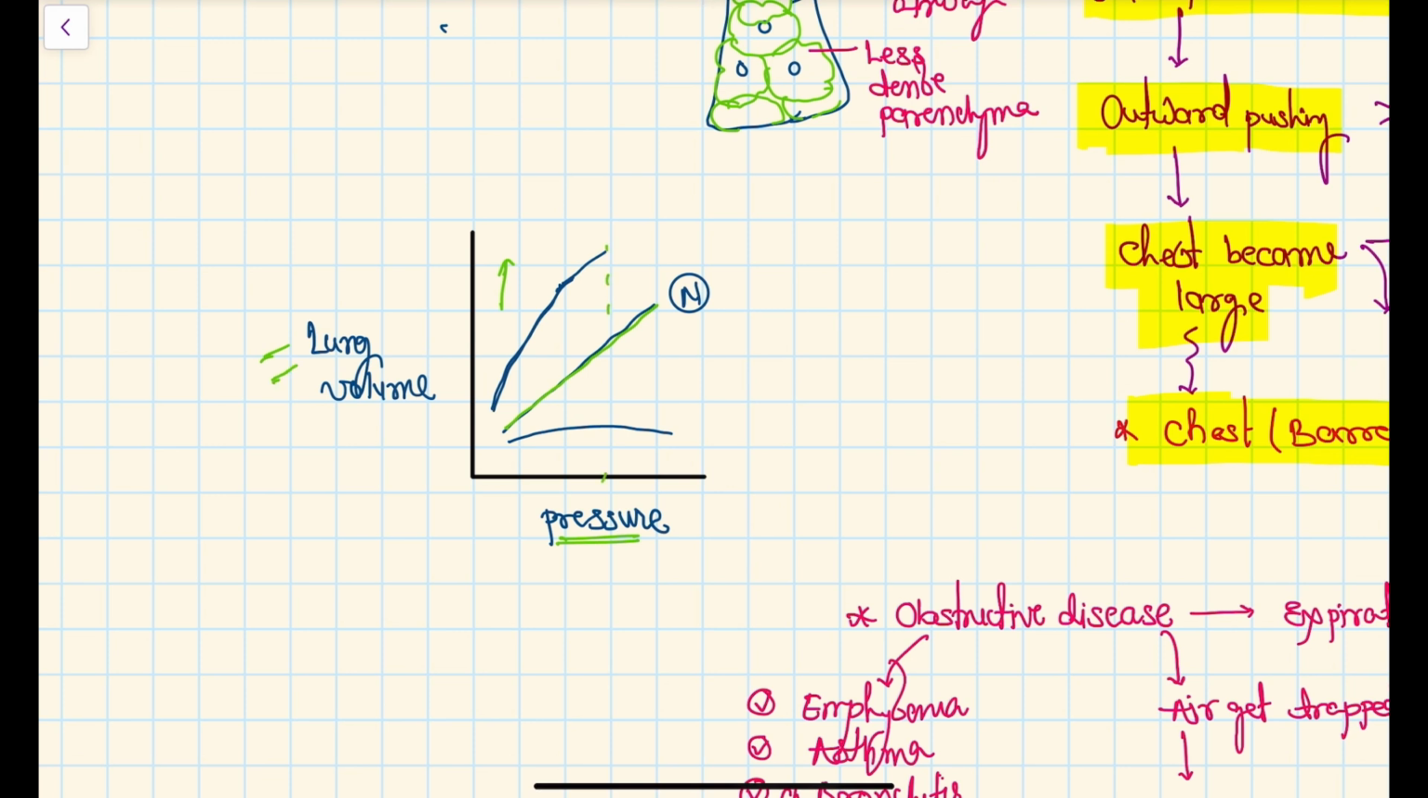The lung volume is increased. Where is the lung volume increased? In the hyperinflation of alveoli, which occurs in obstructive disease. So this graph is of obstructive lung disease. And here the lung volume is decreased. So this graph is for restrictive lung disease.